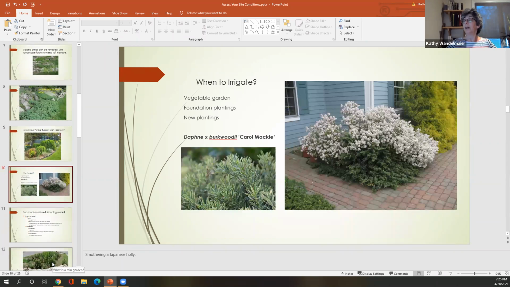Okay. Going back to finicky plants and where to put them. This beautiful plant here is a Daphne burkwoodii 'Carol Mackie'. And right now is when it's blooming. This is an old picture, but it's still there and it's blooming now, and it's fragrant, really lovely, and has this variegated foliage. The leaves have a nice pale yellow, cream colored edge on them. Really a terrific plant. However, it's known to be a little bit finicky and needs a lot of moisture.